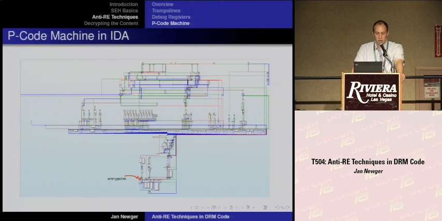And this is actually the graph in IDA of the P-code machine, and on the lower left you see the entry point, and in the middle there are the blue lines. These are all the opcode handlers.